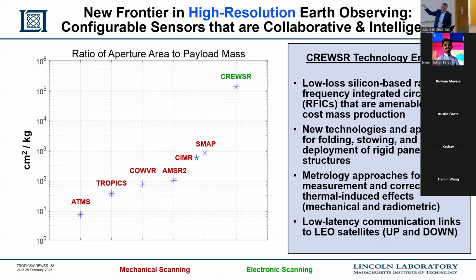And CREWSR is 2 orders of magnitude better than those sensors from the standpoint of aperture per mass. It's just a huge leap forward. And it's green because we can electronically scan, right? So we're not beholden to this deterministic static scan pattern. We can look when we want to look. And that's very exciting.